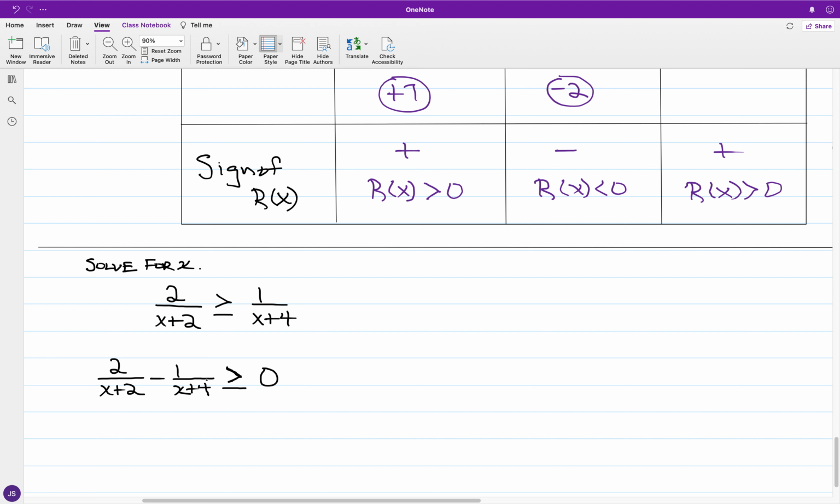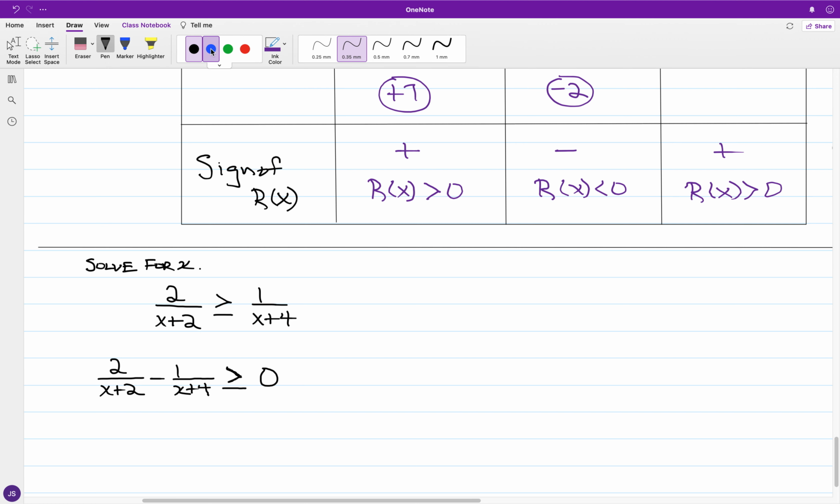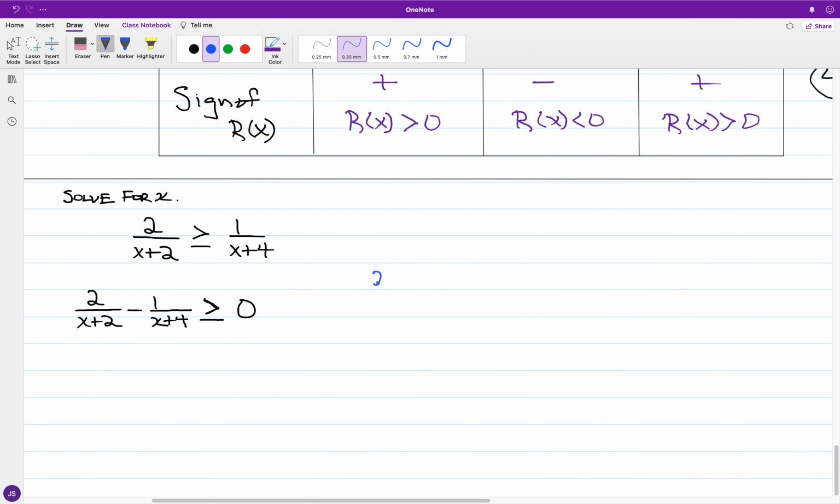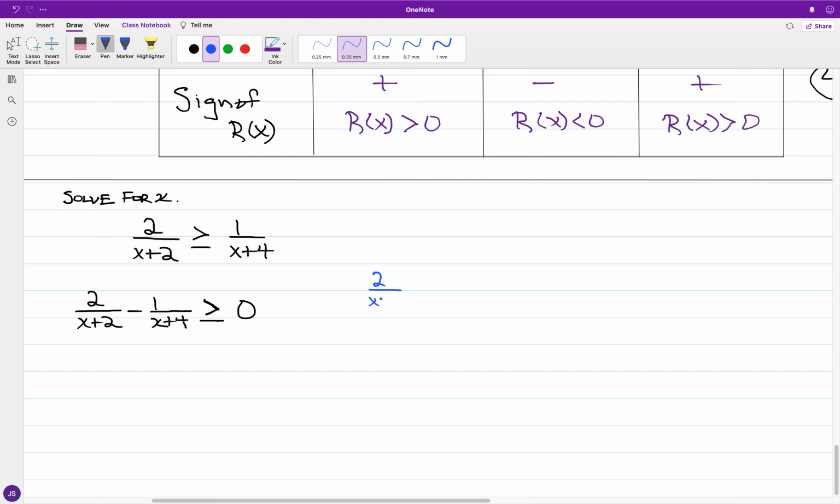Now, before I start taking the zeros, if I have a sum or difference between fractions and they don't have the same denominator, I'm going to combine them in terms of the least common denominator. So, stepping to the side here, if I have 2 over x plus 2 minus 1 over x plus 4, I'm looking at combining the fractions.